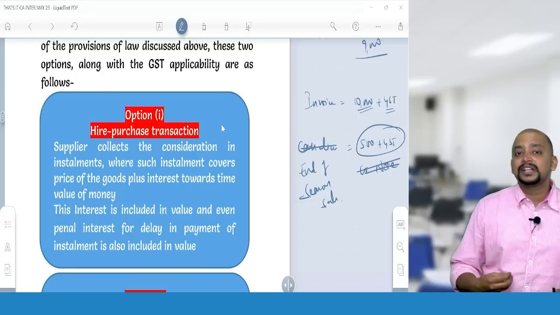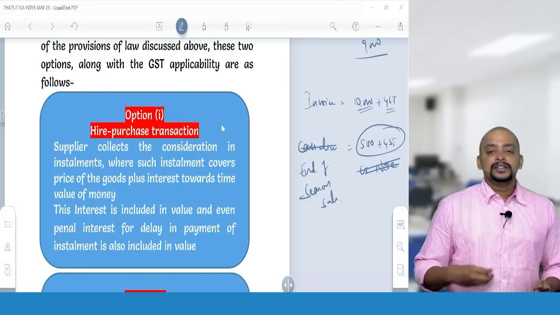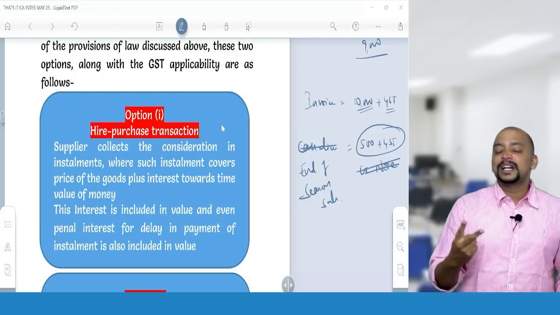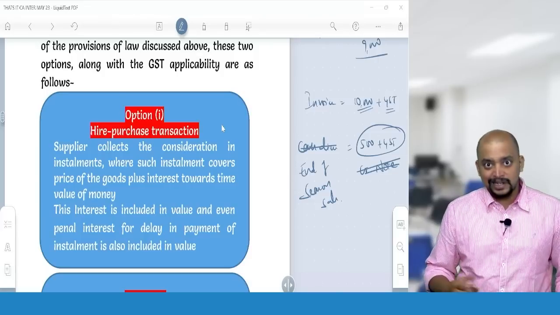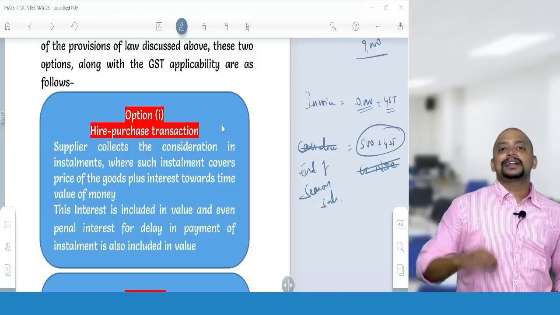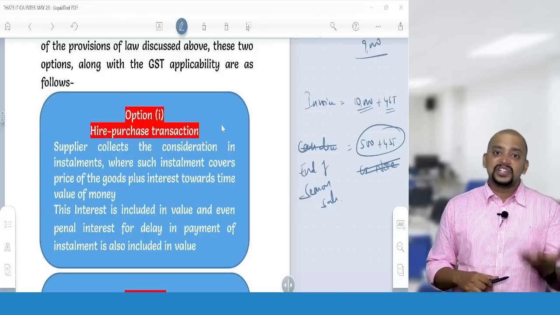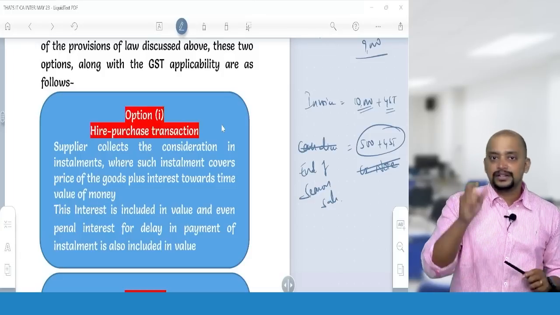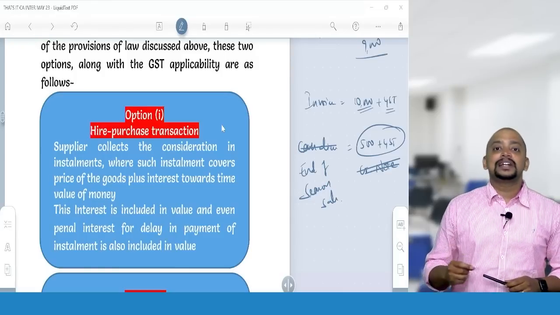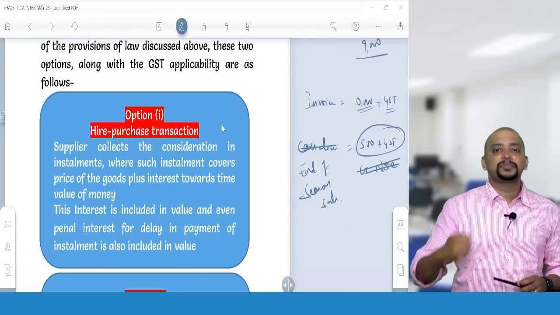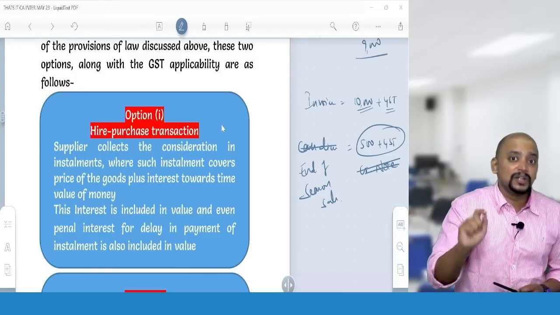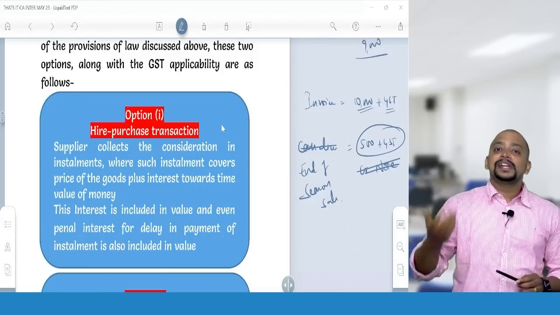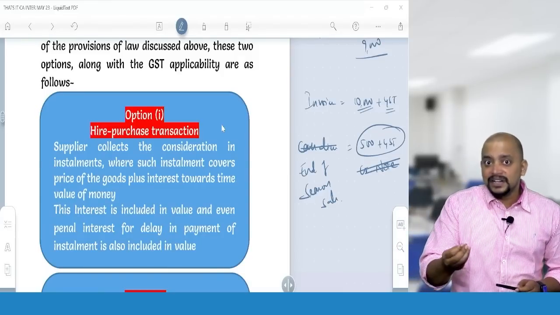The one who is giving the hire purchase finance, that is the seller himself, will give the financing. So here there are two parties, hire vendor and the hire purchaser. Whatever interest is collected from the hire purchaser by the hire vendor in installments, in every installment there will be an interest component. That interest will be treated as interest on account of delay in receipt of consideration, and that interest will be taxable.